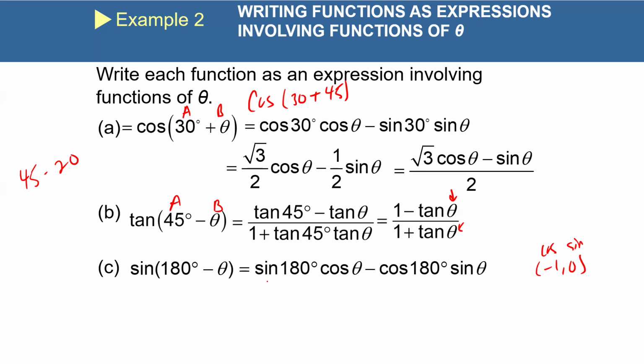So when I plug those values in, what's going to happen here with sine of 180? It's going to become 0. And then cosine is going to become negative 1. So what happens to this whole first term?